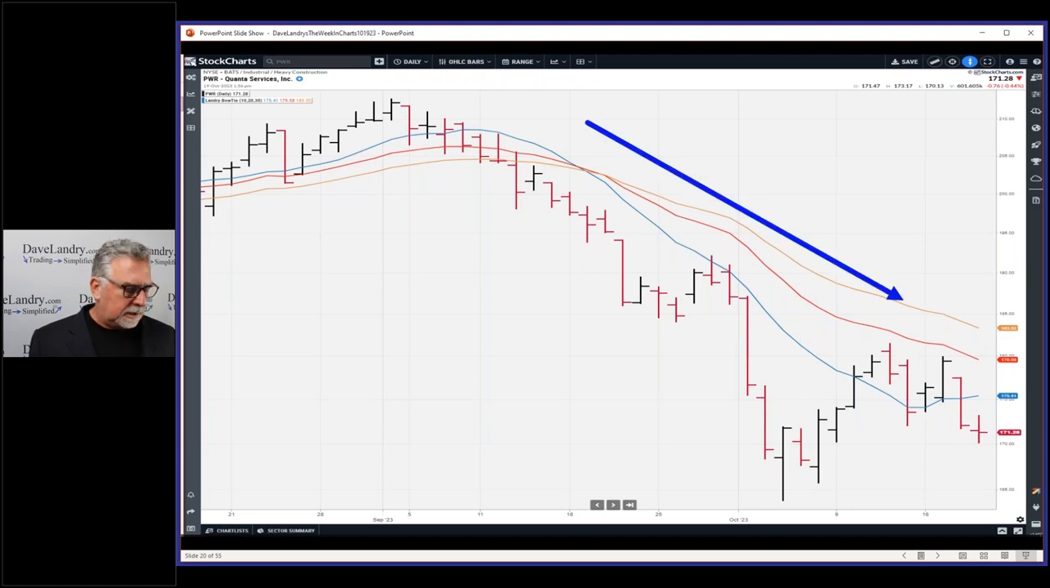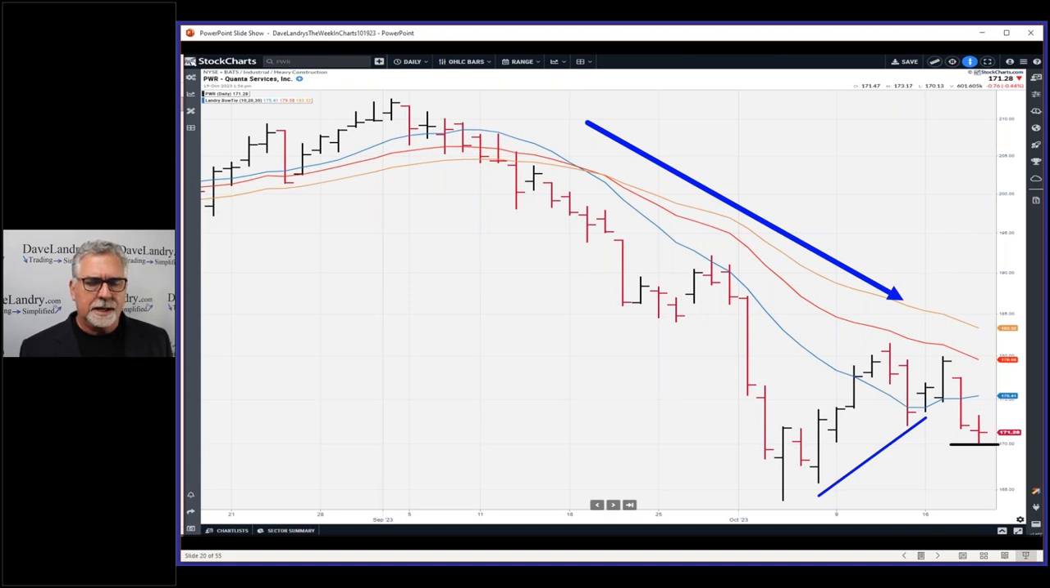So here's the PWR trade. It was in a downtrend, and I'll pull it up in a minute for Austin. And I hope I'm saying your name right. It's either Asim or Austin or Awesome. Let me know. Anyway, you can see it was a pretty serious downtrend.